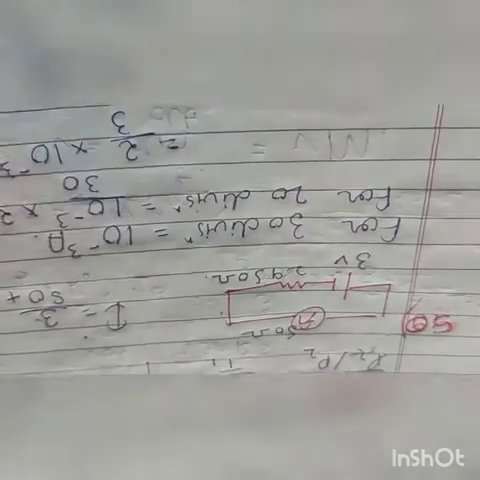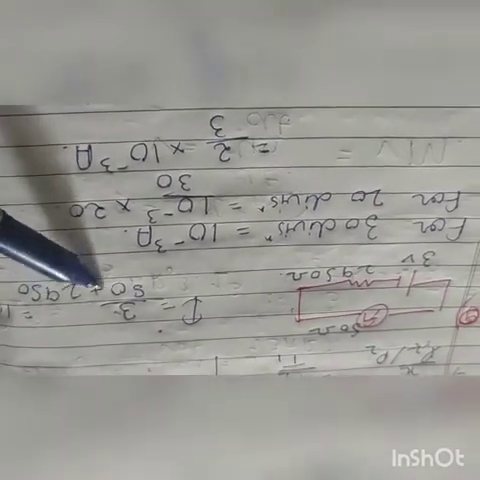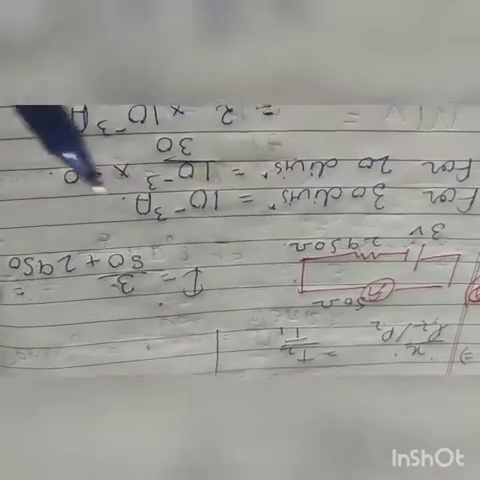So here 50. So V is equal to IR, so I is equal to V by R. So here V by R, with 50 ohm and 2950 ohm, it is 10 to the power minus 3 ampere. For 30 division, it is 10 to the power minus 3 ampere. For 20 division, we will use the unitary method: 10 to the power minus 3 by 30 into 20. So it comes out to be 2 by 3 into 10 to the power minus 3 ampere. So it is for 20 division.